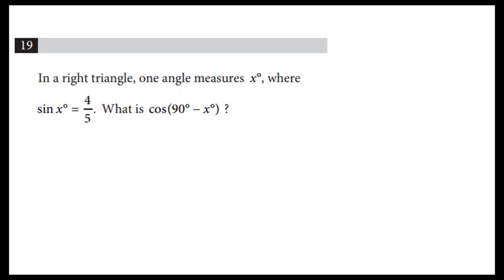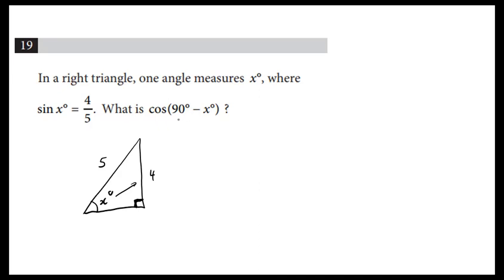Okay, so for this question, we have a right angled triangle, and one angle has angle measured x. So we should remember sine is opposite on a hypotenuse. So if I draw a right angled triangle and I call this angle x, so x degrees, sine of the angle x is opposite on a hypotenuse. So this is 4 and this is 5. That side is opposite the angle, and the hypotenuse is the one opposite the right angle, the 90-degree angle.